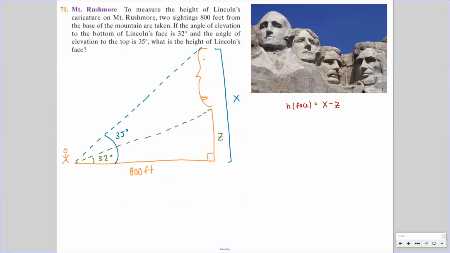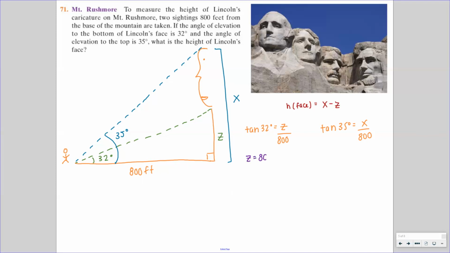Okay, in all cases, with both of those triangles, the smaller one and the larger one, we have an angle, we have the side opposite, and we have the side adjacent. That 800 feet, the base of that triangle, that's the side length adjacent. So I can set up 2 equations here. The tangent of 32 degrees, that's our smaller triangle, is equal to Z over 800. And I also know, using the larger triangle, that the tangent of 35 degrees is equal to X over 800. So we can use both of these equations to solve for Z and X, and then we can find the height of Lincoln's face here.